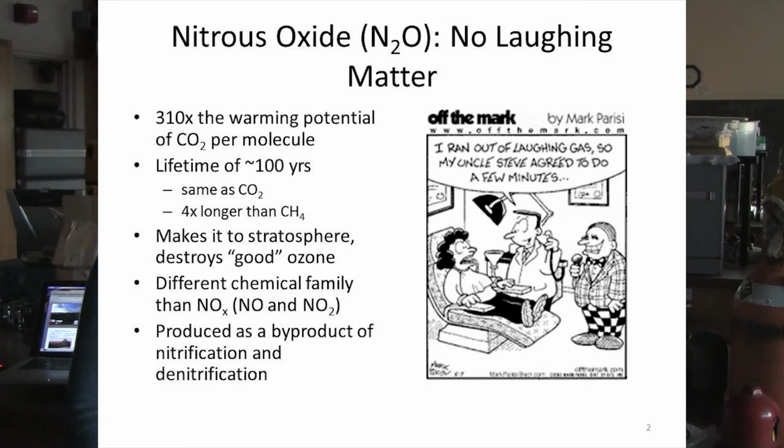But in addition to having some medical uses, it's also a greenhouse gas that has 310 times the warming potential of carbon dioxide on a molecule per molecule basis. And it's a long-lived gas. It has a lifetime of about 100 years, which means that it gets mixed into the stratosphere where it destroys the good ozone up there. So for these reasons, people who study nitrous oxide like to say that it's no laughing matter.